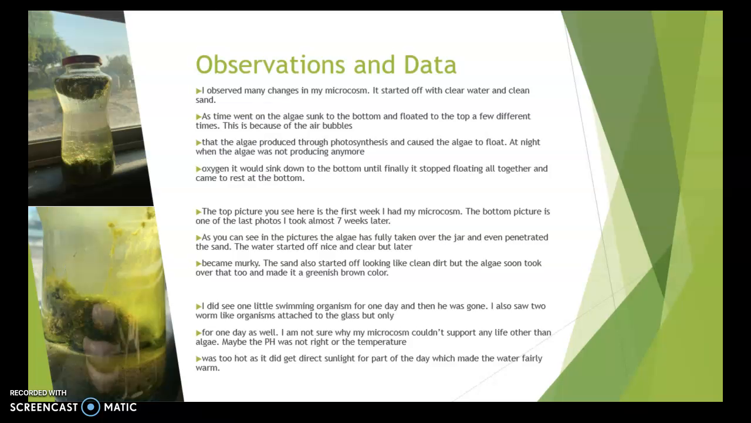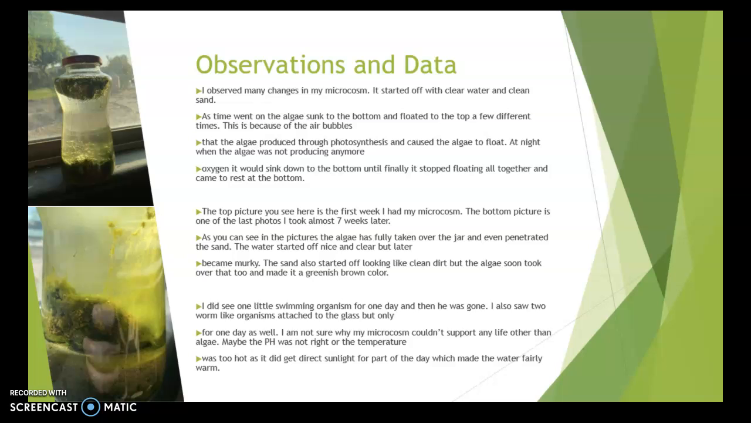My observations and data. I observed many changes in my microcosm. It started off with clear and clean sand and clear and clean water, but as the time went on, the algae sunk to the bottom and floated to the top a few different times because of air bubbles.